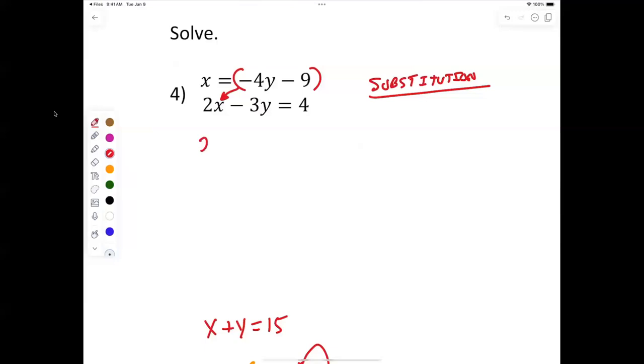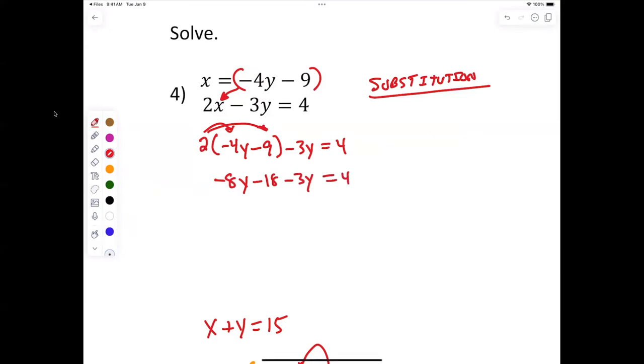So now we have 2 parentheses, negative 4y minus 9, close parentheses, minus 3y equals 4. Anybody have a problem with that? Now we have to distribute the negative 2. Negative 8y minus 18 minus 3y equals 4. Combine terms, how much is that?